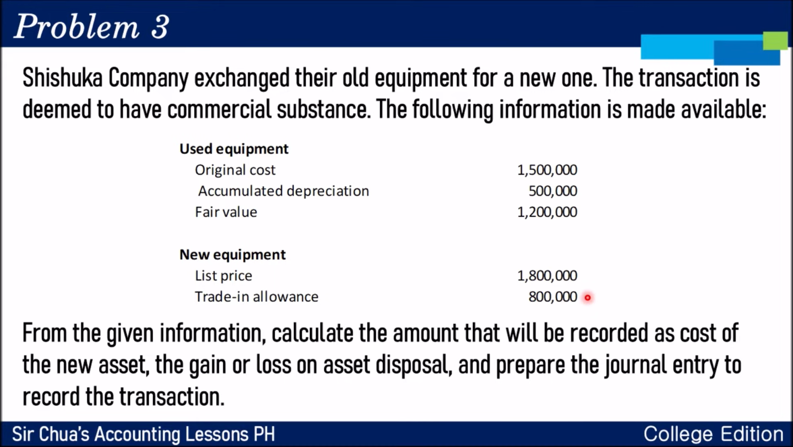Okay? So, pag sinabing trade-in allowance, parang you give a leeway na hindi na talaga siya i-acquire ng 1,800,000 because may ipapalit ka naman. Parang ganun yung dating niya. Kasi parang unfair naman na magbabayad ka pa ng buo na 1,800,000, exchange transaction nga to, di ba? So later, pagka kinompute, mas magigets nyo. From the given information, calculate the amount that will be recorded as cost of the new asset, the gain or loss on disposal, then let's prepare the entry to record that.